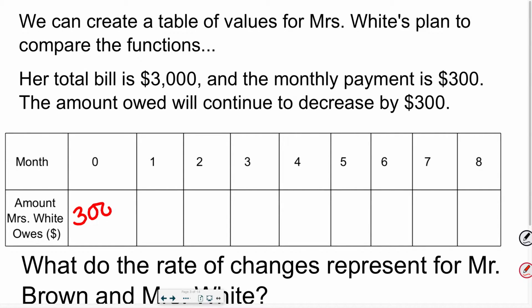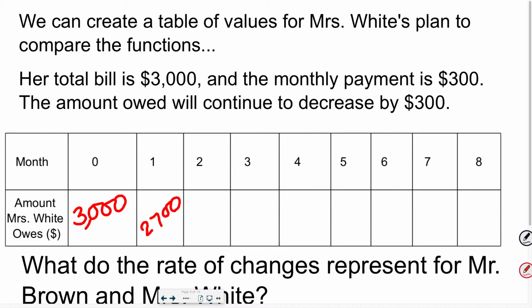Why for 0 are we putting 3,000? That's the value that she started off with before she started paying for the car. She walked in, and 0 months have passed, no time has passed. She walked in to buy a car, and she owes $3,000. So what about after 1 month? Since she's paying $300 each month, $300 will be taken away from $3,000, which will be $2,700. So 1 month has passed, her monthly payment is $300, and now she owes $2,700.